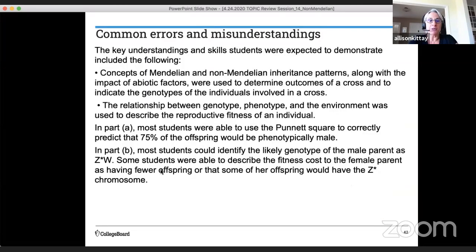So I'm just going to look at these results. The good news is that most students were able to use the Punnett square to correctly predict that 75% of the offspring would be phenotypically male. In part B, there was a drop-off. Most students could identify the likely genotype of the male parent as Z star W. However, only some students were able to discuss the fitness cost to the female, in that she would have fewer offspring that survive, or that some of her offspring would have that Z star chromosome.